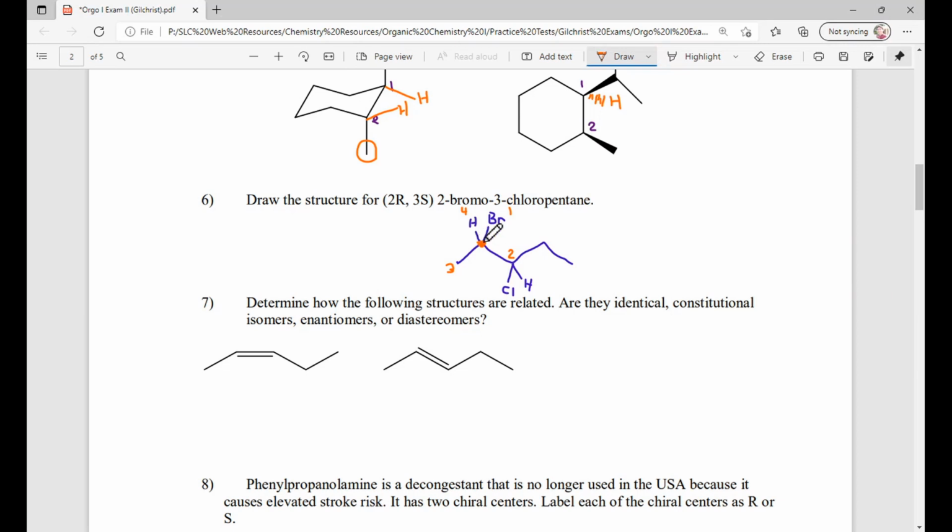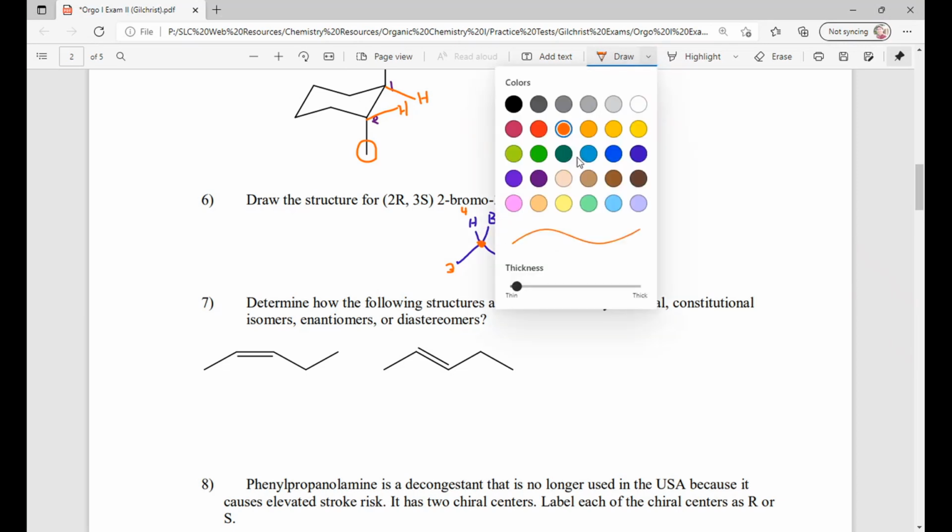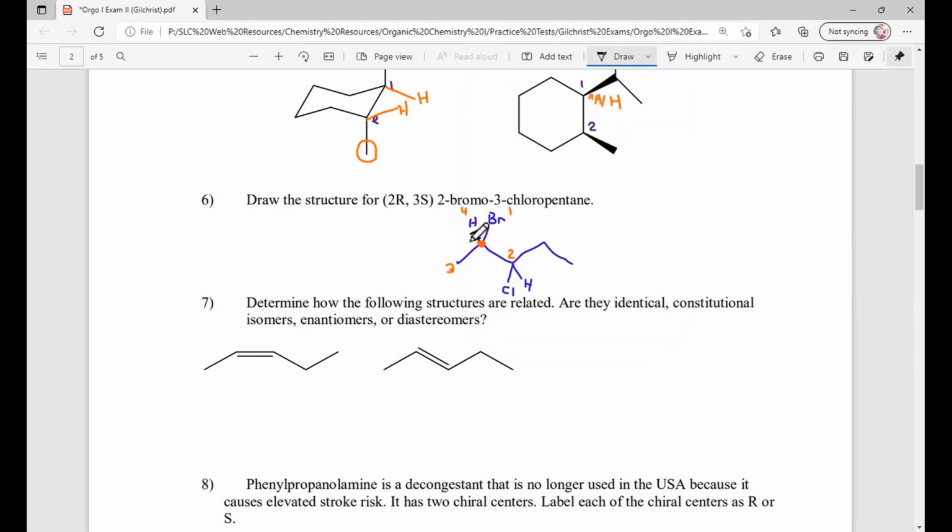Now, if we assume that hydrogen is in the back, this is dashed, hydrogen's in the back. What configuration would this have? It would have an R configuration, because 1, 2, 3 would make this clockwise, which basically means R. So I'll go ahead and erase that. It's going to be R, and we are going to have hydrogen in the back.